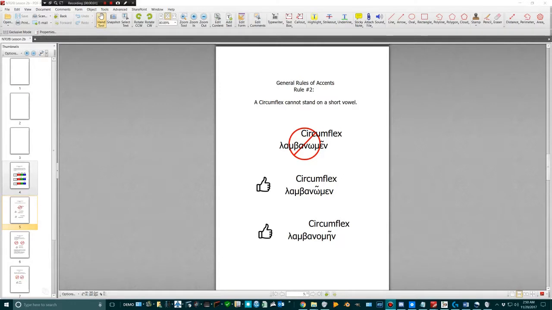Rule number 2. A circumflex cannot stand on a short vowel. And take a look. We have the word lambanomen. Notice if we have a short vowel above the Ultima here, that circumflex cannot land on it. It can be on the long if it's in the Penult, or the circumflex can also be on the long if it winds up on the Ultima. But you will not have the circumflex standing above a short vowel. Okay?